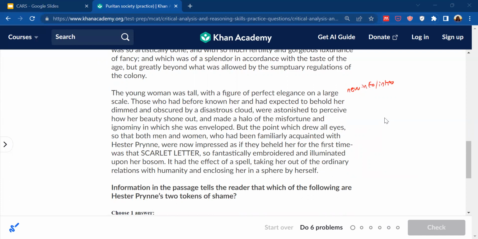dress. Those who had before known her and expected to behold her dimmed and obscured by a disastrous cloud were astonished to perceive how her beauty shone out, and made a halo of the misfortune and ignominy in which she was enveloped. So this is kind of showing the perspective of people who had known her. They were expecting her to be kind of like sad, behold her dimmed and obscured. So there was some kind of really bad event that happened to her, probably either the child that she has or she was going to prison. But they were astonished or surprised to see that she was perfectly fine.